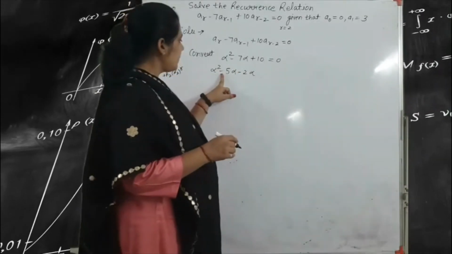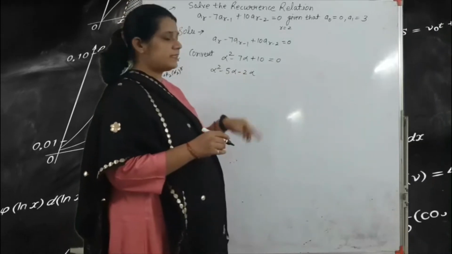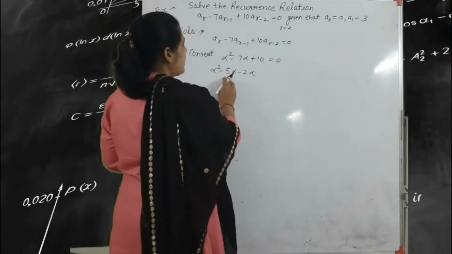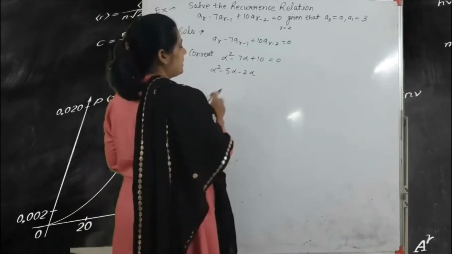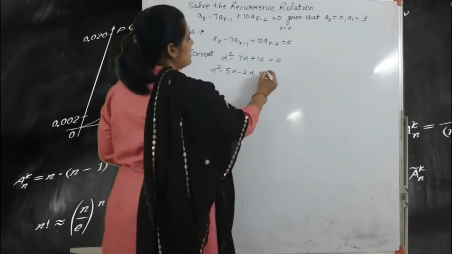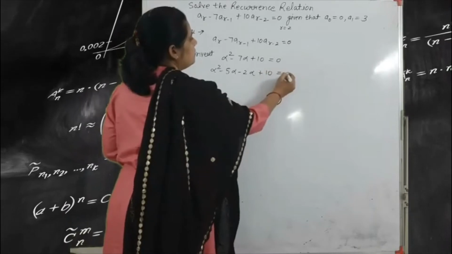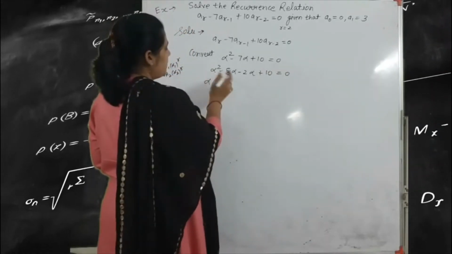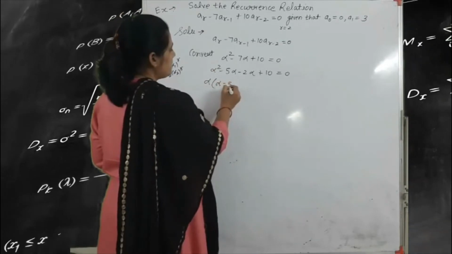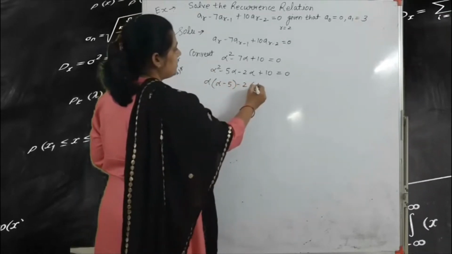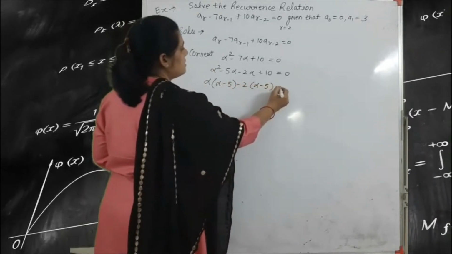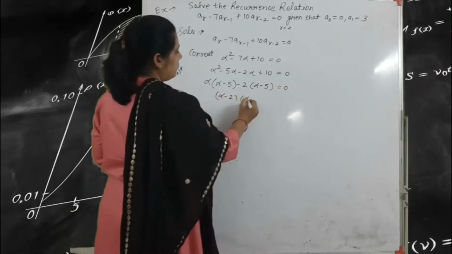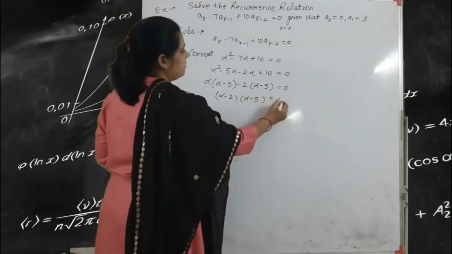Okay, and minus 5 into minus 2 is equal to what? Plus 10. Okay, so minus 5 alpha minus 2 alpha plus 10 is equal to 0. Here we take alpha common: alpha minus 5 and alpha minus 2, so we write alpha minus 2 and alpha minus 5 is equal to 0.